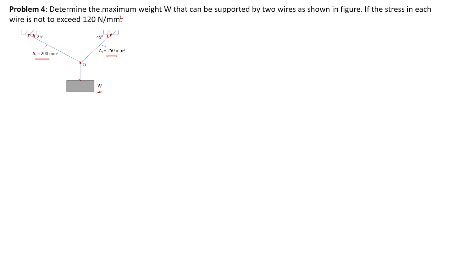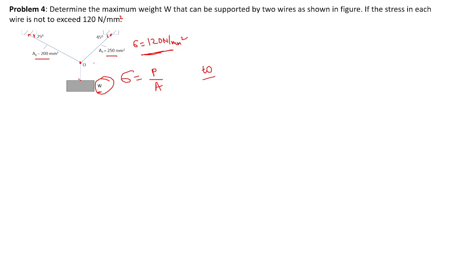Then what is the next line? The stress in each wire is not to exceed 120 Newton per mm square. It is a condition that the stress should not exceed 120 Newton per mm square. So we have to keep the weight within that permissible limit. The formula of sigma is P upon A, right? What is P? P will be W, right?